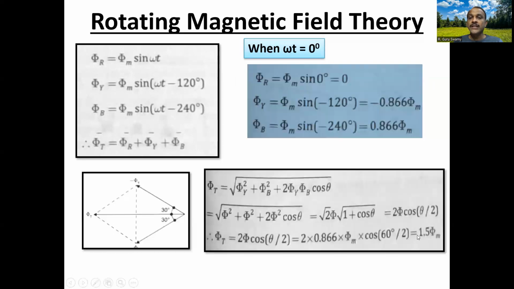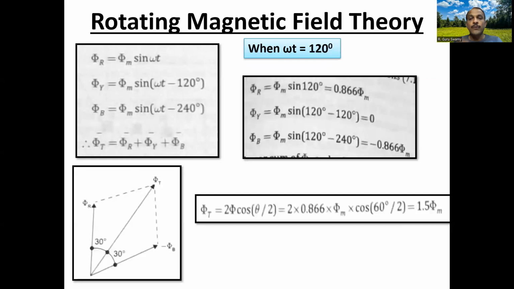So we did with 0 degrees, we did with 60 degrees. Now we are going to check with 120 degrees. Sine 120 is this value. Sine 120 minus 120 is 0. Sine 120 minus 240 is minus sine 120, minus 0.866 times phi m. Again, you got a plus 0.866 times phi m value, a minus 0.866 times phi m value, and another value which is 0. So what is the parallelogram equivalent of these values? Again, as we have discussed, it is 1.5 times phi m.